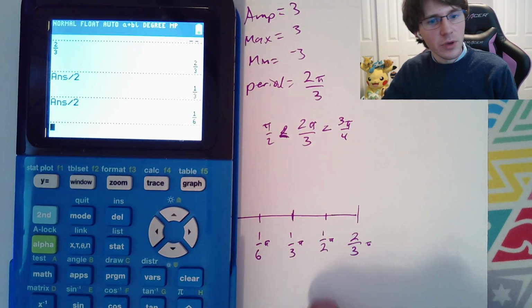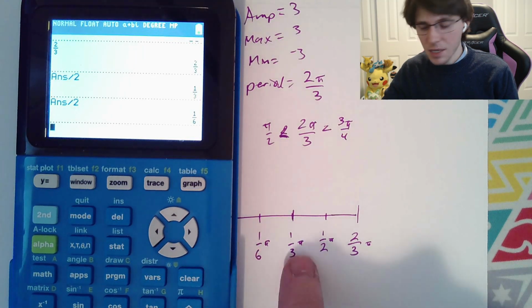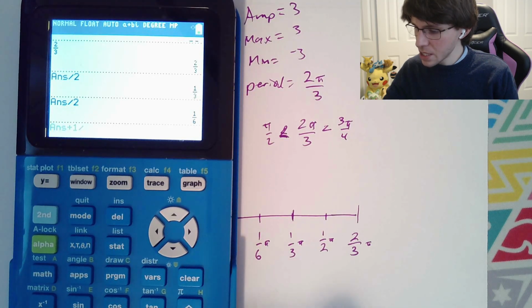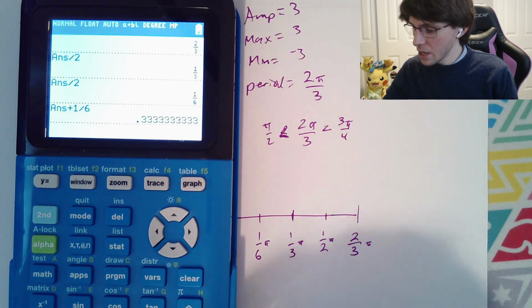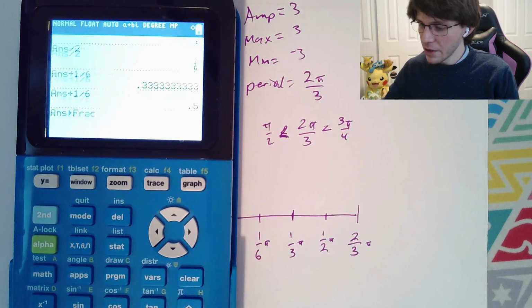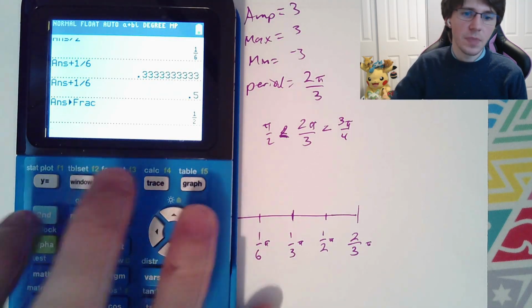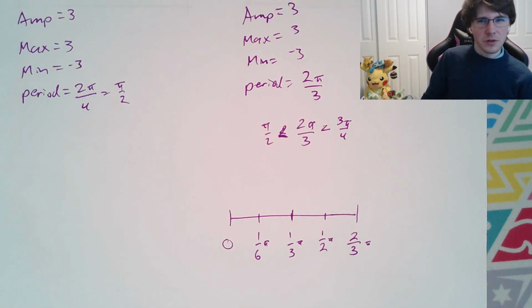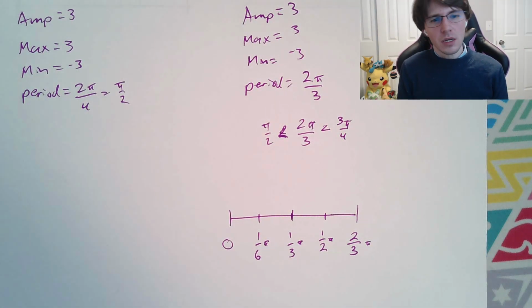If you really wanted to figure out where that 1/2 is, we would have to add a sixth twice. So plus 1 divided by 6, that'll give you that 0.3 again, plus 1 divided by 6, that'll give you the exact 0.5, and you can hit math, enter, enter to get that fraction value down. A little bit annoying, a little bit difficult, but definitely doable.